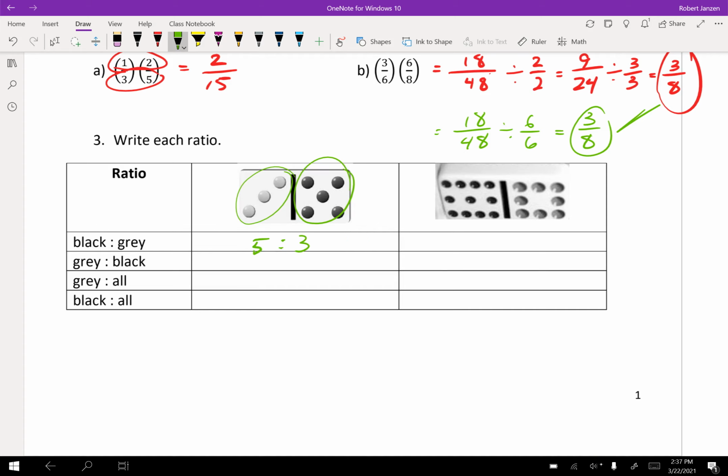And if I do the next one, black to gray, I think this is supposed to be black. So there would be 11, and how many gray? There are 8. Okay, the next one is supposed to compare gray to black, so you're just going to reverse your ratio.